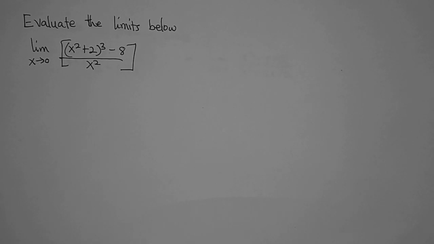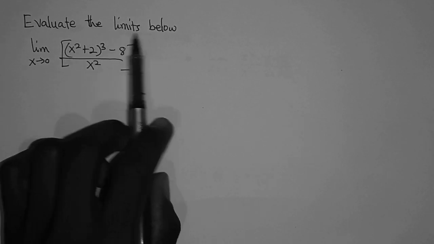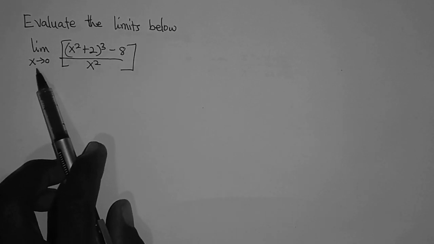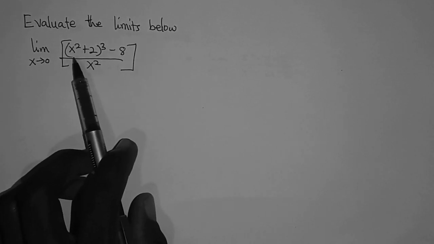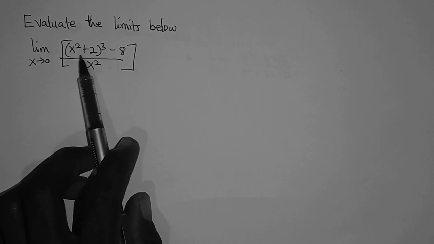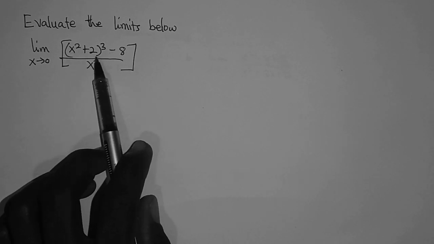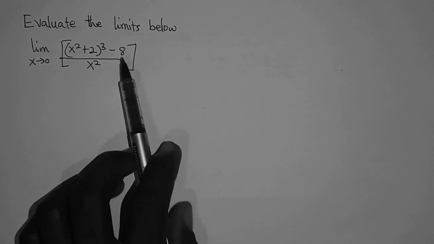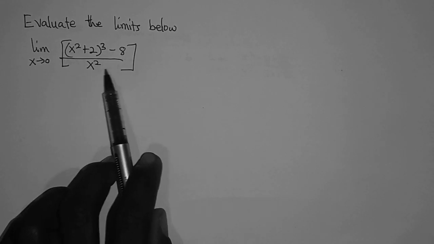In this video, we are going to look at some problems in limits. Evaluate the limit below: limit as x approaches 0 of x squared into bracket (x squared plus 2) cubed minus 8, divided by x squared.